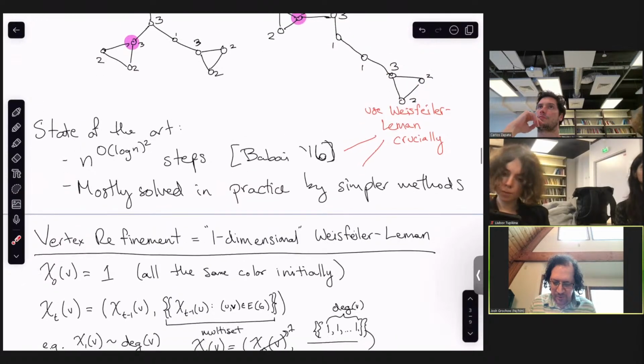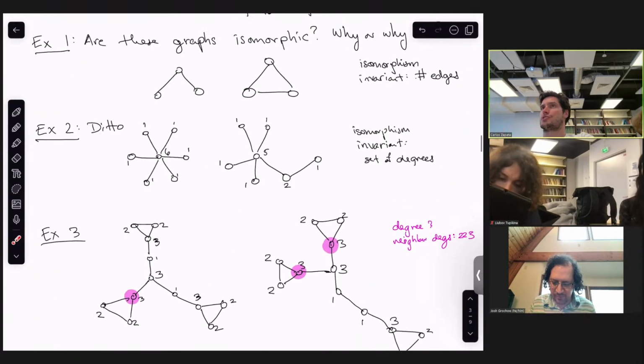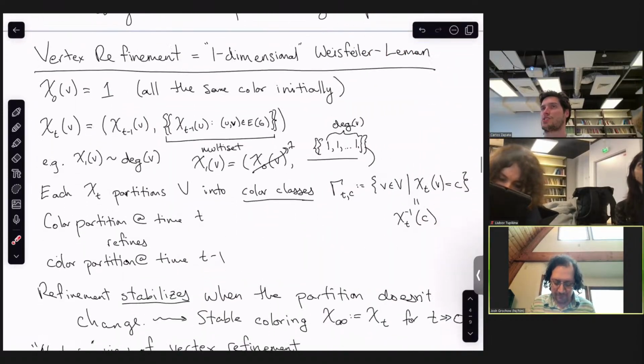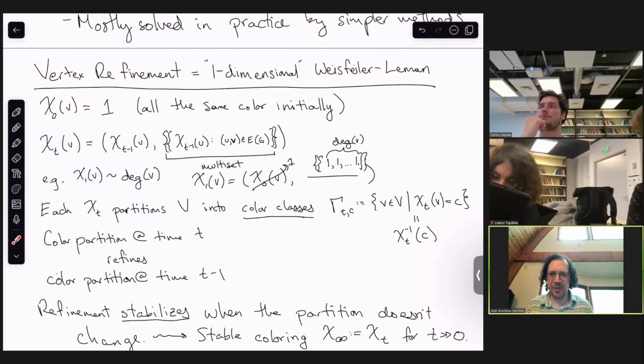Just to double check, that's a vertex partition, right? Right, this is a partition of the vertices. We're going to generalize that in a few minutes.